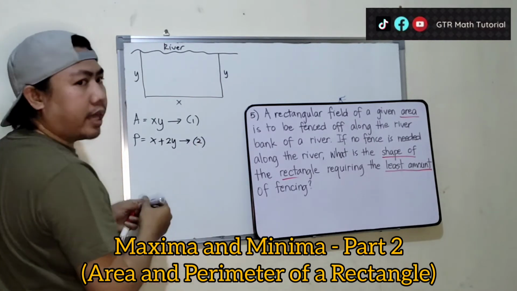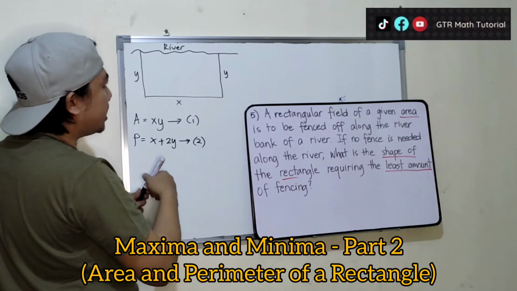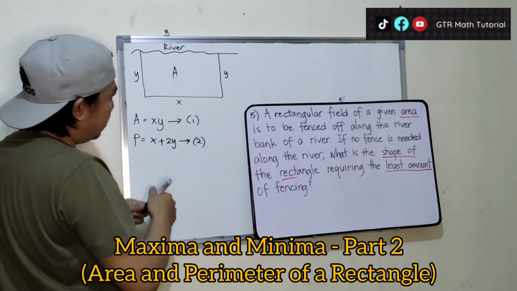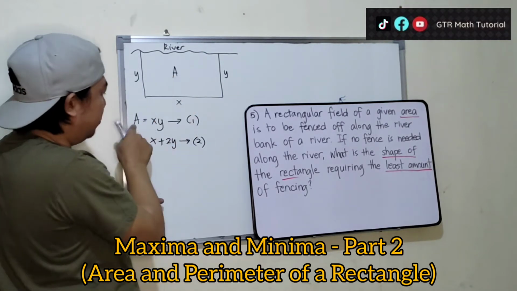So we're looking for the value of y and x. So there is no given area. So the area is just this A. So area can be any constant na number lang yan. So number lang tong A.